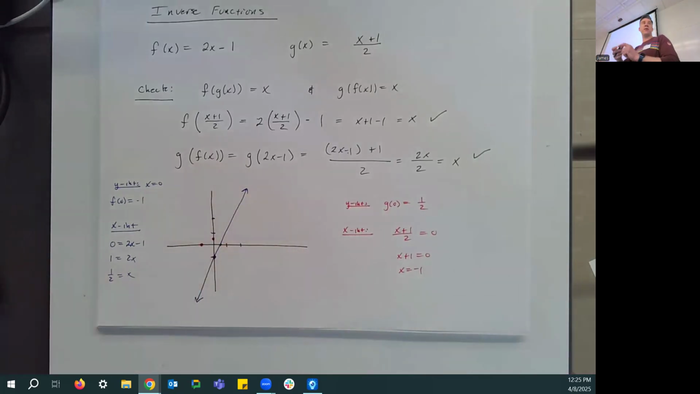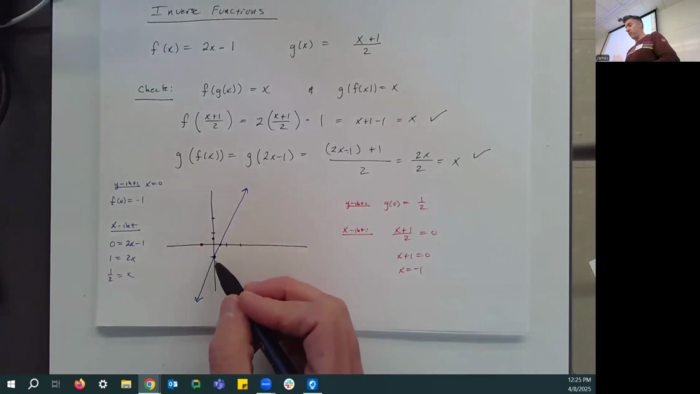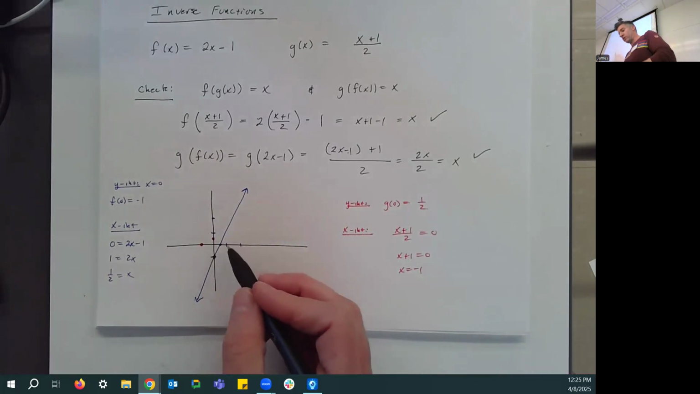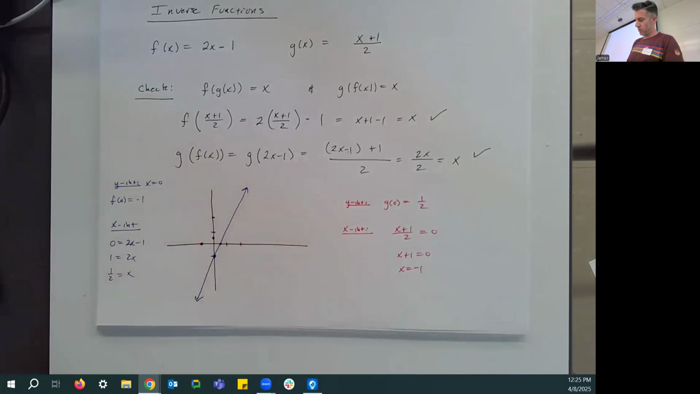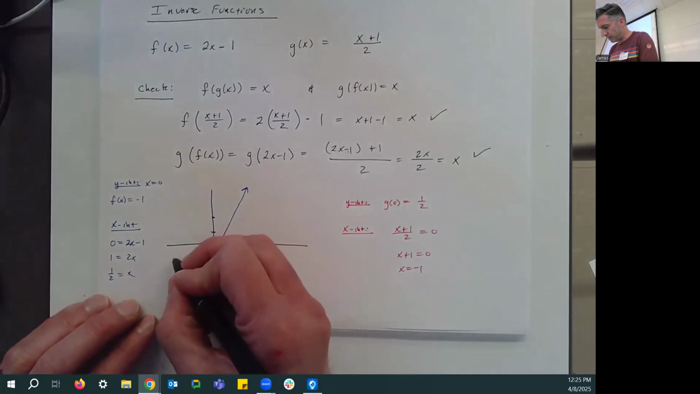So the x and y-intercepts have switched, right? For the blue function, the y-intercept is negative 1. For the red function, the x-intercept is negative 1. For the blue function, the x-intercept is 1/2. For the red function, the y-intercept is 1/2. So we get this very nice symmetry.